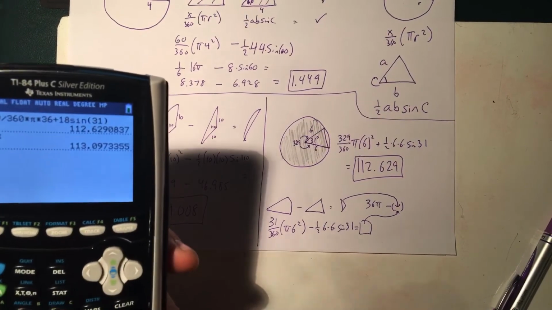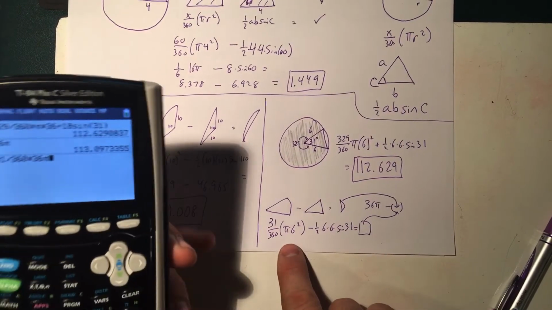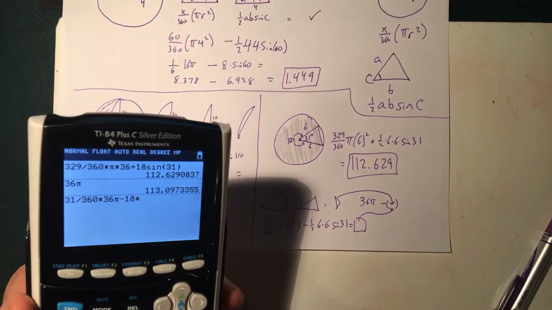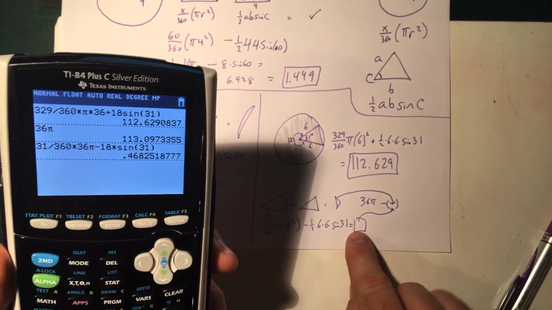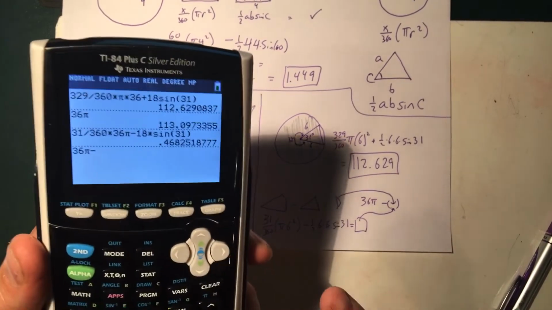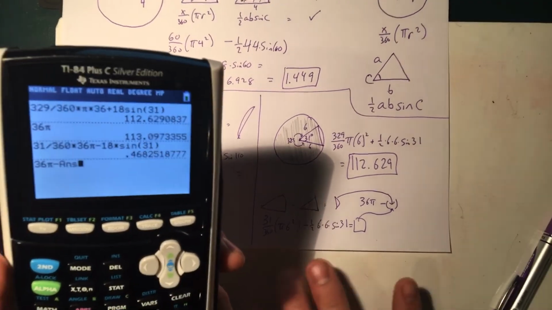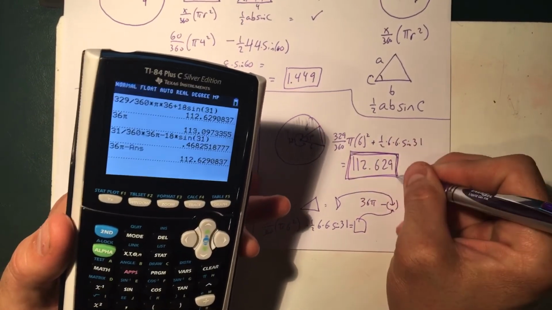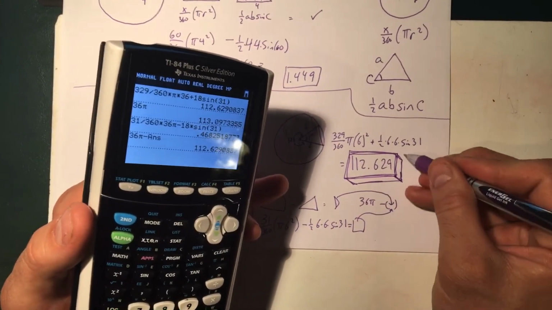So now I'm going to go 31 3/60 times 36 pi. That's that part. Minus 36 halves is 18. That sounds familiar. 18 sine 31. Okay, now there's that. But that's what I want to take away from 36 pi. So 36 pi minus answer. Come on, drum roll, please. The better equal one. Drum roll. Oh my gosh, how great is that? 112.629. Either way you do it, of course, which is really, really, really great.